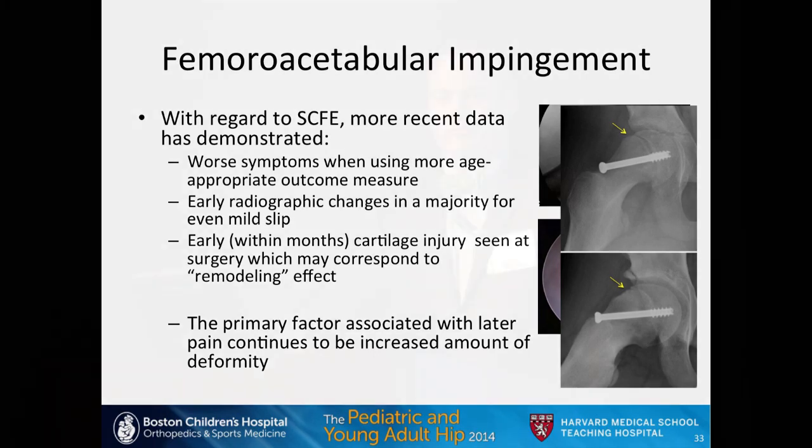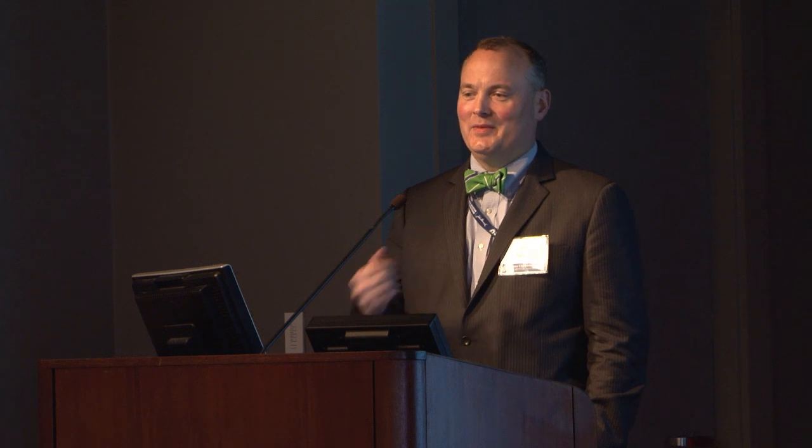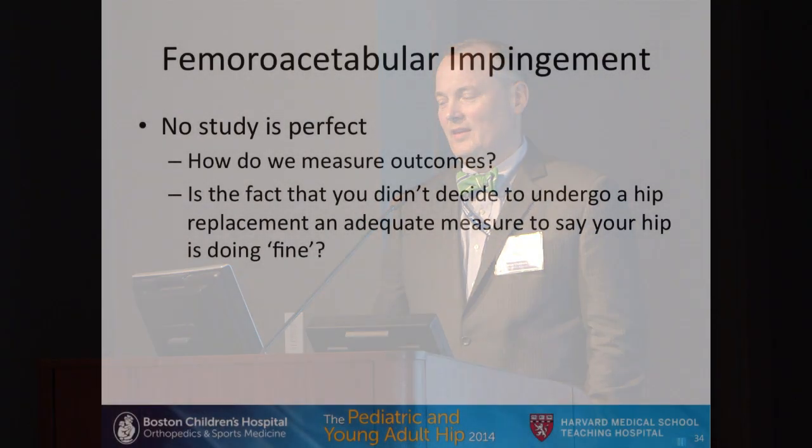This is that remodeling effect, all right? The remodeling doesn't happen spontaneously. The bump disappears because it's banging into something, and the something it's banging into is joint cartilage. The primary factor associated with later pain continues to increase as the amount of deformity increases. So we know that, again, increased deformity seems to beget worse damage. So what does this all mean to me?